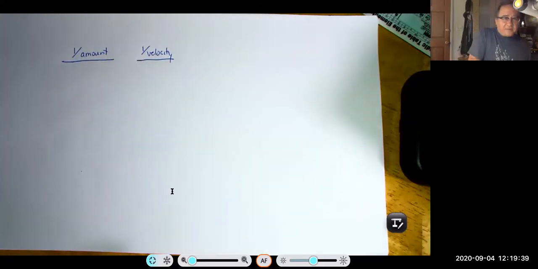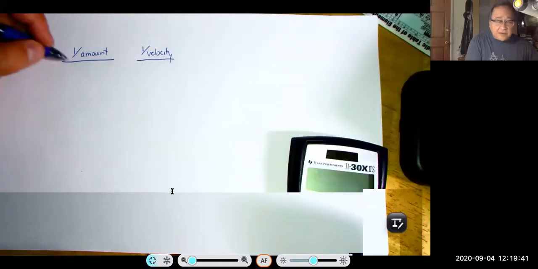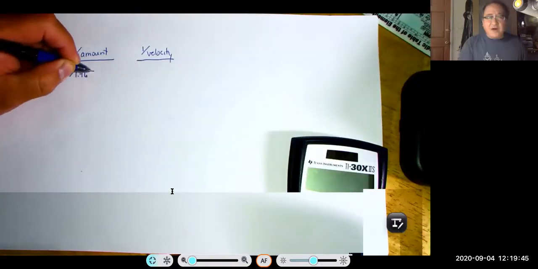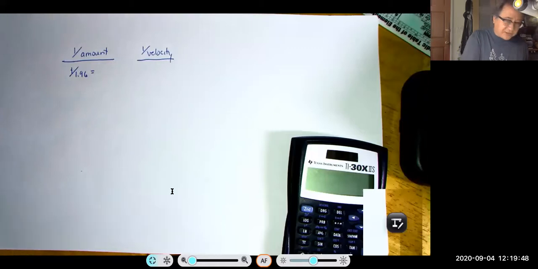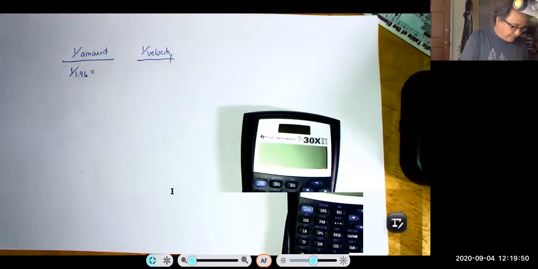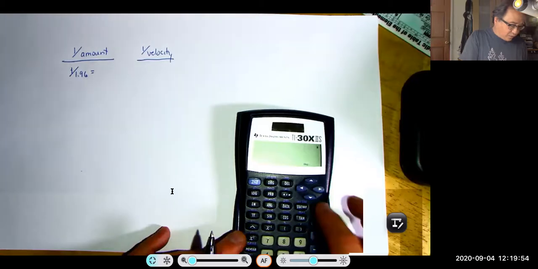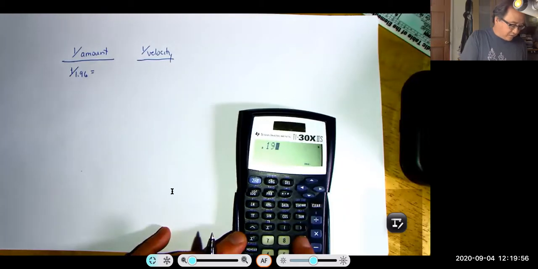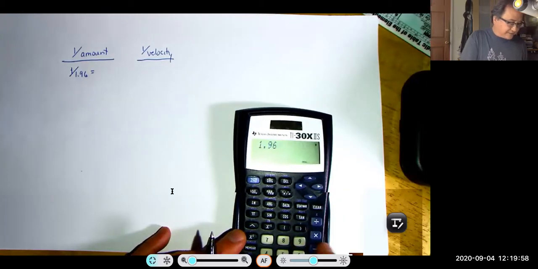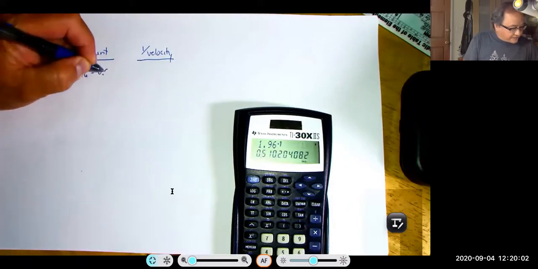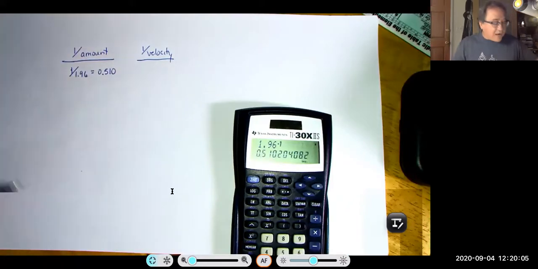For the very first entry here, I'm going to put 1 over 1.96, but I don't want to leave it that way. I want to actually put this into my calculator. I can do 1 divided by 1.96 and I get 0.510. So I want to do that with each of the values for the amount.